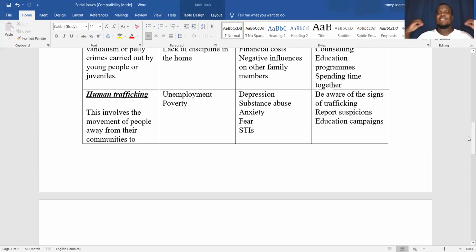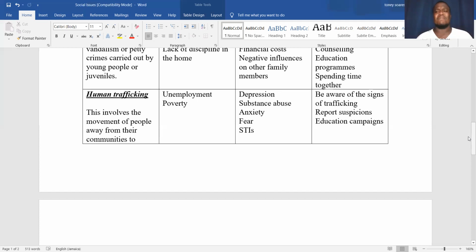Be aware of the signs of trafficking. Don't go anywhere to meet anybody that you don't know by yourself. Be aware of some of these employment scams. Many of them are scams. Report any suspicious activity, any suspicious movement, any suspicious vehicles. Anybody you see talking to somebody and it looks suspicious, make a report about it.